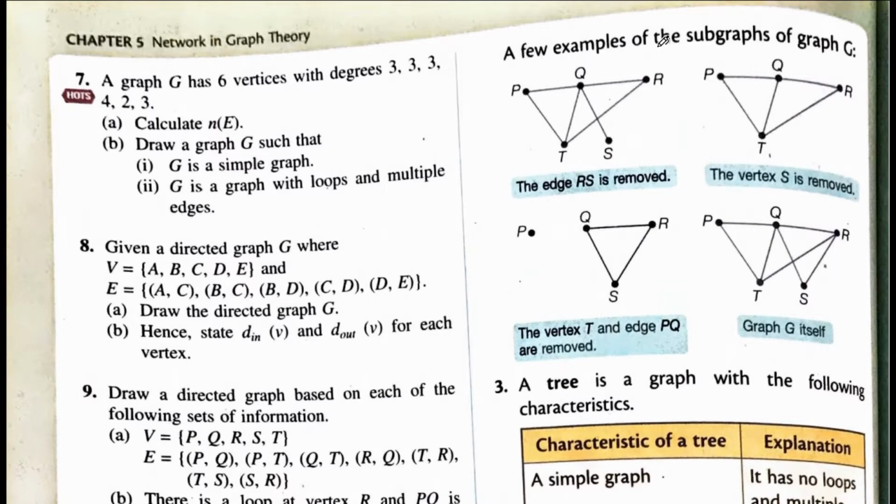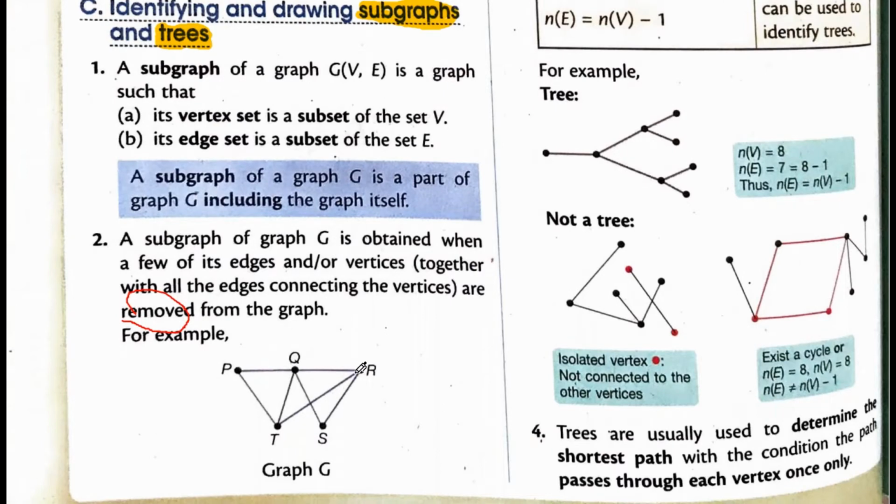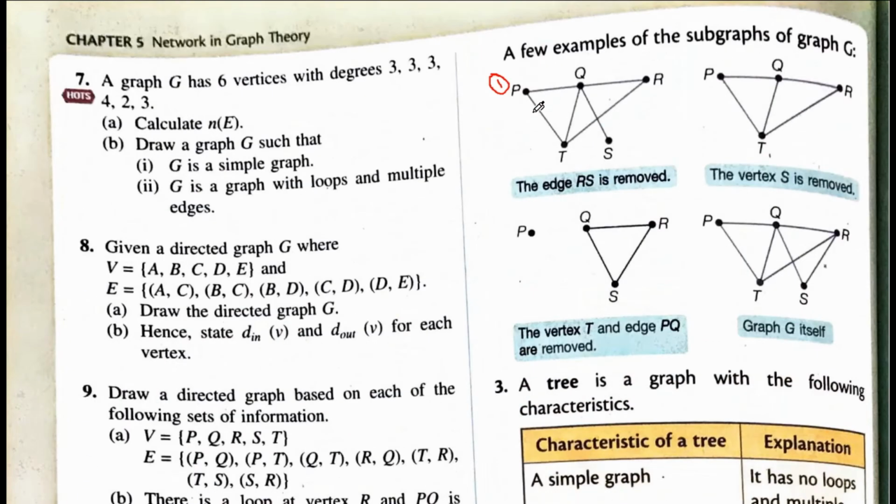So here are a few examples of subgraphs of graph G. Number one, RS is removed. What's the difference between this one and graph G? For graph number one, we remove RS. We take this line away. So this becomes a subgraph of graph G. The rest still remain the same. We still have P, Q, R, S, T, and these edges are still the same, but we just remove this RS. So this is an example of a subgraph.